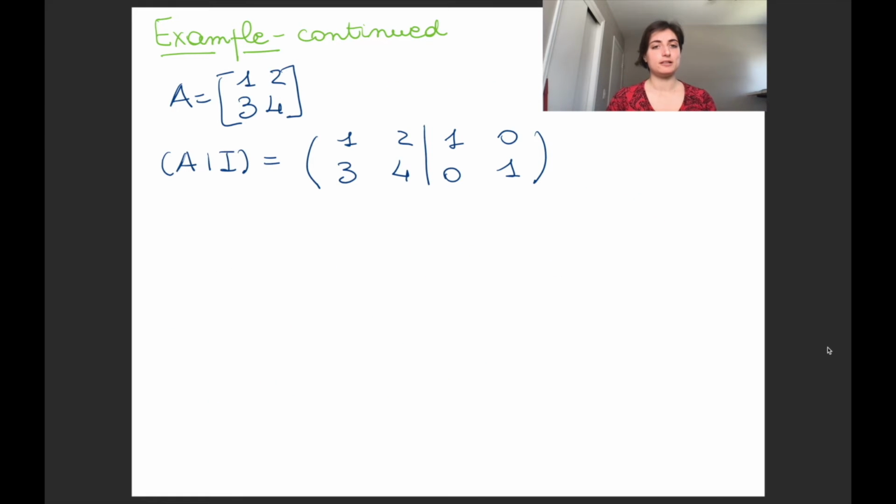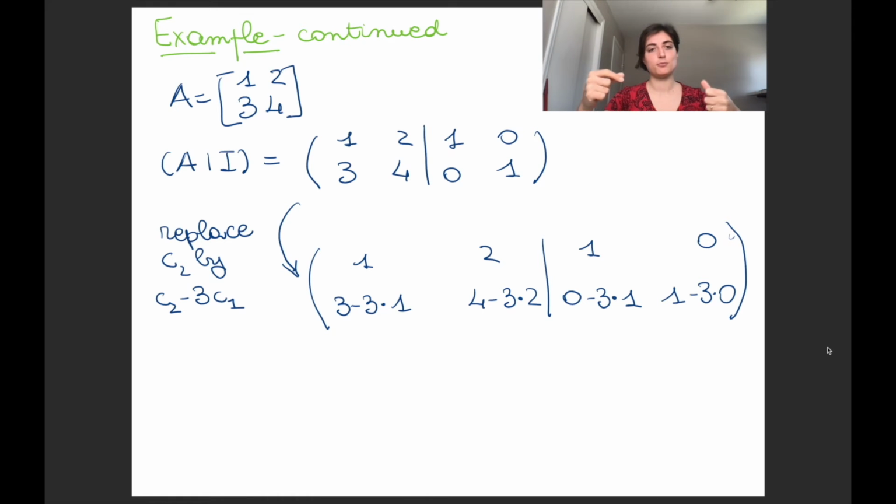So let's continue the example we had before. We had the matrix 1, 2, 3, 4, and we want to find the inverse of this matrix. So we write A and the identity. So you have 1, 2, 3, 4 on one side, and then a vertical bar and the identity on the right: 1, 0, 0, 1.